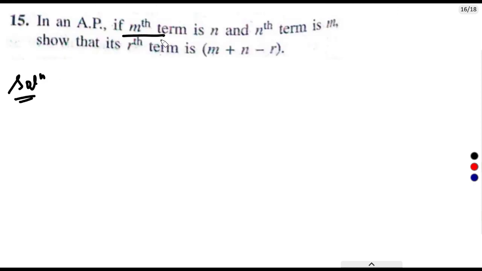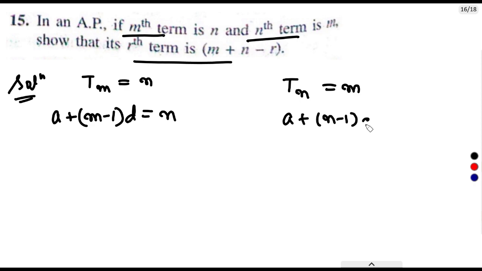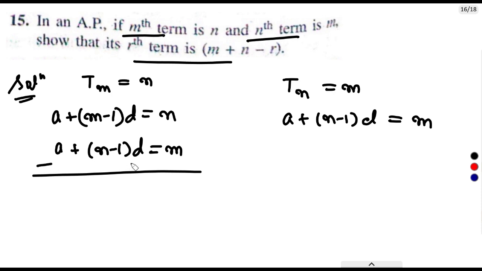In an AP, mth term is n and nth term is m. Show that its rth term is m plus n minus r. Mth term will be a plus m minus 1 into d, that is n, and nth term a plus n minus 1 into d is m. चलिए साइमल्टेनियसली इन दोनों इक्वेशंस को सॉल्व करते हैं फॉर a एंड d. a और d की वैल्यू फाइंड आउट करेंगे हम m और n की टर्म्स में.